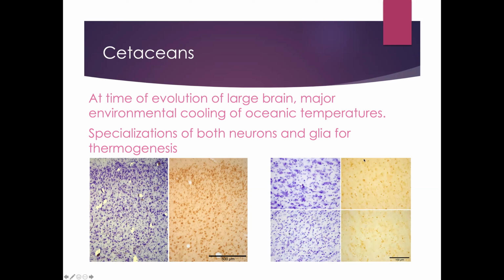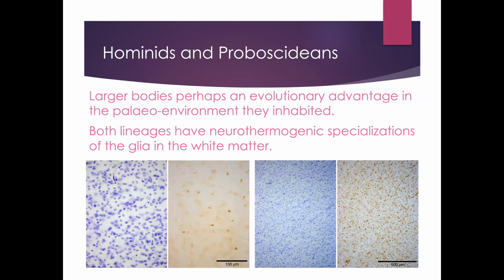And if we look at the glia, we find in the cortex here, this is in a harbor porpoise. This is the cortex of the harbor porpoise stained with Nissl. We see about 30 to 35% of the glia stain up beautifully for uncoupling protein 4. And in the white matter, we see about 60% of the glia stain up for uncoupling protein 4. So we have two very distinct specializations in both the neurons and the glia for thermogenesis in the cetaceans. So what about in hominids and proboscideans? And this is data I haven't published yet.